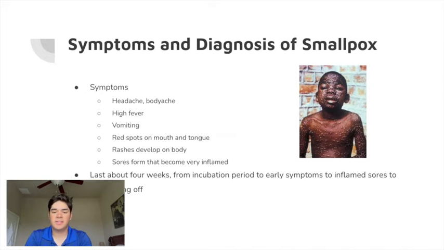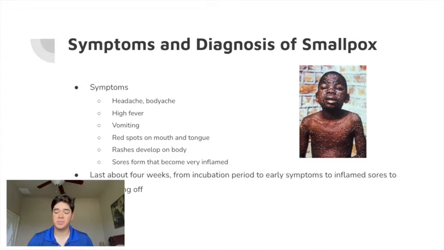So as we get into the symptoms and diagnosis of the smallpox virus, the virus will usually infect the body for about 4 to 6 weeks, beginning with the incubation period in which people really won't show any signs of symptoms, and they're not contagious at this point. And then a few days after this, you'll begin to develop early and much less serious symptoms. These may include headache, body ache, high fever, or vomiting.